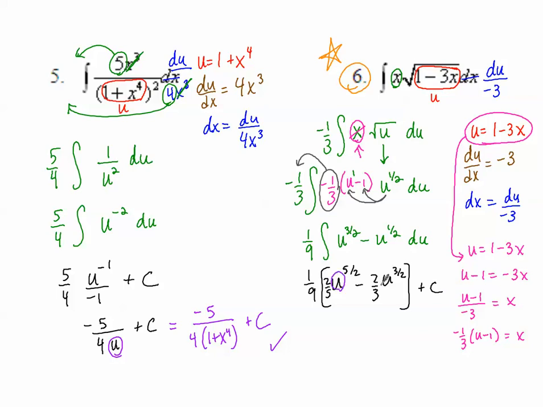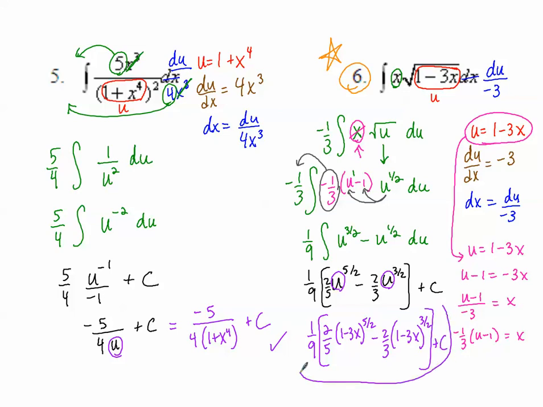Finally, don't forget to plug in what u is before you say I'm done. So 1/9, 2/5. Let's go back and find what u is: 1 minus 3x. So 1 minus 3x to the 5/2 minus 2/3, 1 minus 3x to the 3/2 plus c, and there we go. And just because it's a little bit crowded, I'm circling my answer.